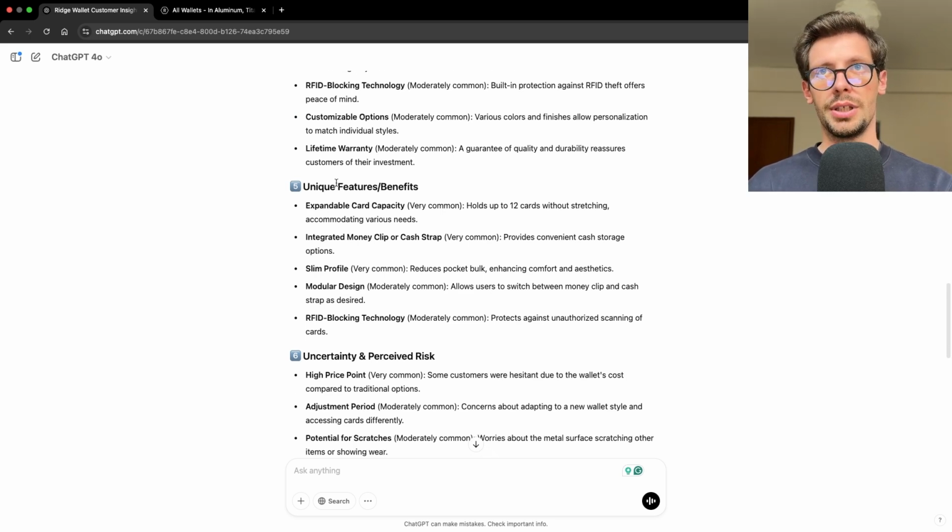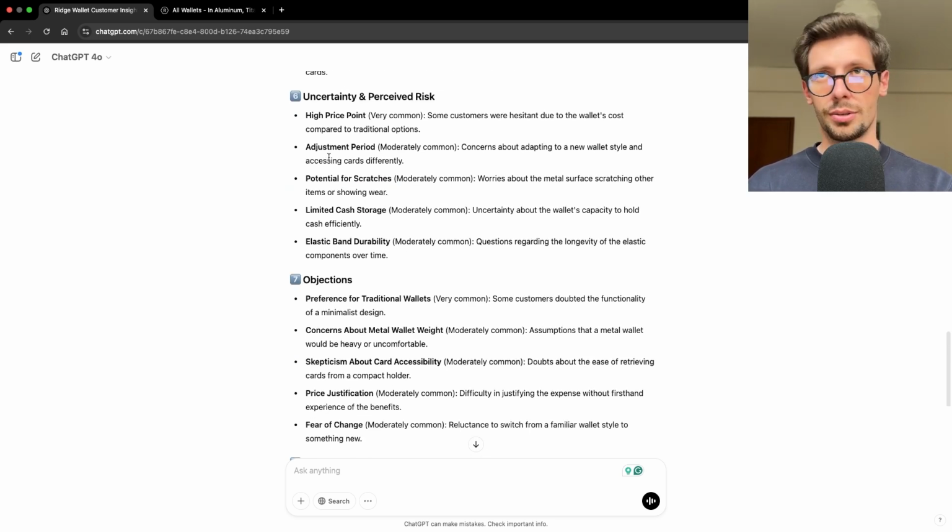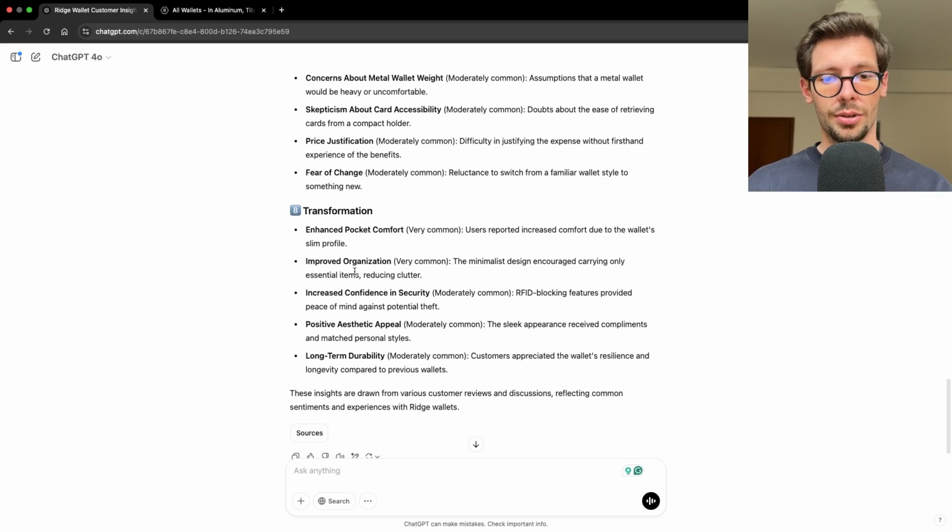Here we have some unique features and benefits, and then lower down the line we have uncertainty and perceived risk, as well as objections. So again, of course, you want to treat those, the high price point and the preference for traditional wallets, in your ads, so that people have no objections anymore, and then they will actually buy from you. Last thing, transformation. You also want to show, of course, in your ads how people's life will be after they purchase your product, and there you can go into enhanced pocket comfort, improved organization, and also all those other benefits as you use up the very common ones.